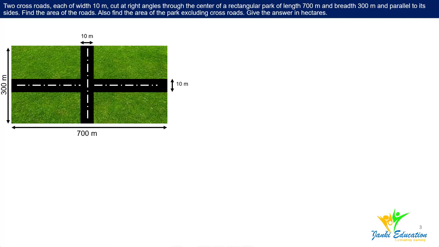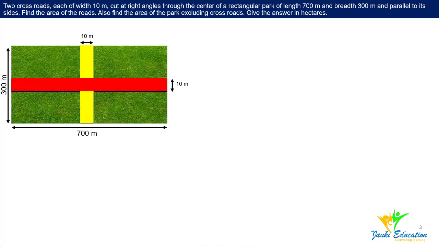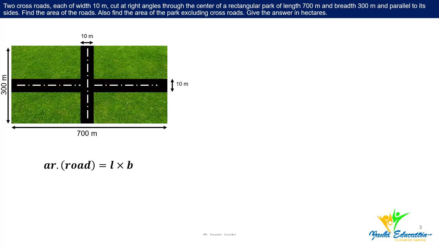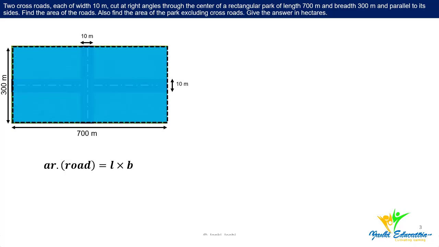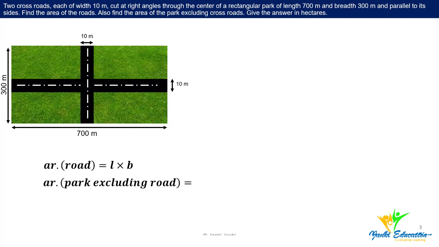If you see, these roads are rectangle in shape. This road is rectangle and this road is also rectangle. So we know how to find the area of this rectangle. Area of the road is equal to length into breadth. Now we will find the area of the park including road, that means this shape, and we will subtract the area of the road. So we will get the area of park excluding road, that is area of park excluding road is equal to area of park minus area of roads. Clear? Isn't it look easy?